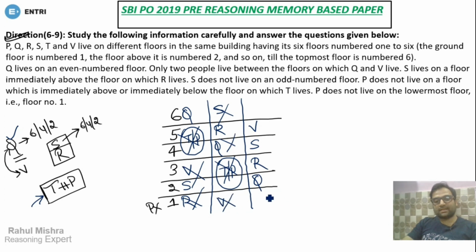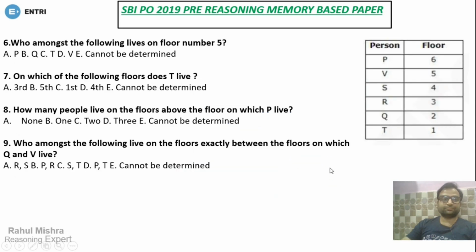Now the last condition, that is P is blocked on the first floor. We know this. So here T will come and on the top P will go. So this is the correct answer. I hope it is clear. Now we will solve the questions. Who amongst the following lives on floor number 5? On floor number 5, V is living. So correct answer is option number D. Now question number 7.